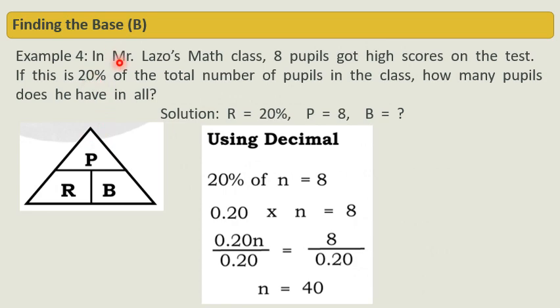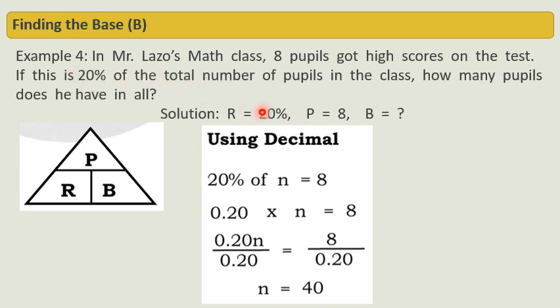Then, finding the base. So, yung base, yung whole. So, for example, number 4, in Mr. Lazo's math class, 8 pupils got high scores on the test. So, 8 yung nakakuha ng high scores. If this is 20% of the total number of pupils in the class, how many pupils does he have in all? So, 20% daw ng total, wala yung sinabi kung ilan yung total.